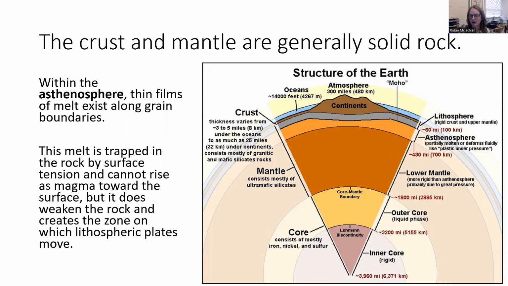But liquid has to occur down there somewhere, right? And it typically doesn't occur in these huge chambers as we think of them. More often, it's just in thin films that exist along the grain boundaries, right? So just a little bit of liquid, a little bit of magma in between each of those solid grains. And because the liquid forms in these thin films, surface tension actually keeps that liquid down there and causes it not to be able to rise. It's stuck to those solid grains, basically.